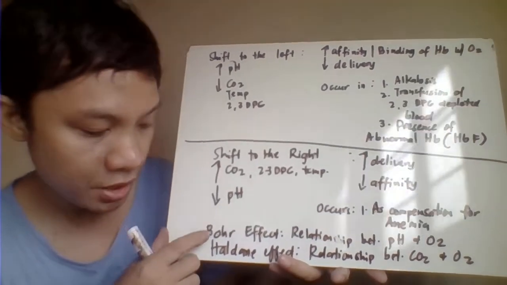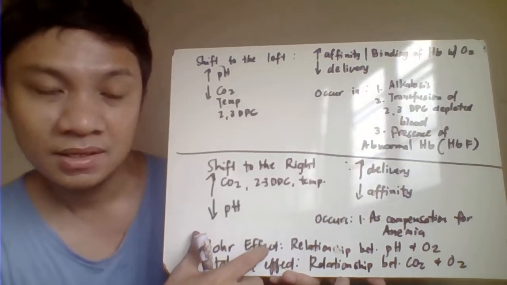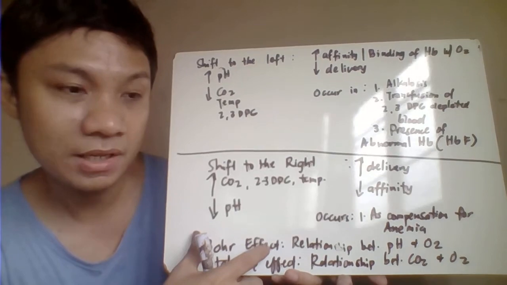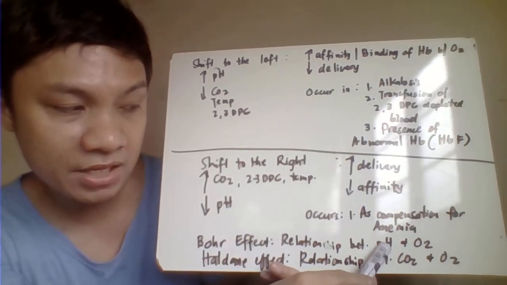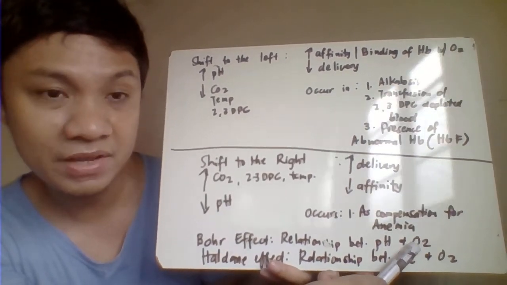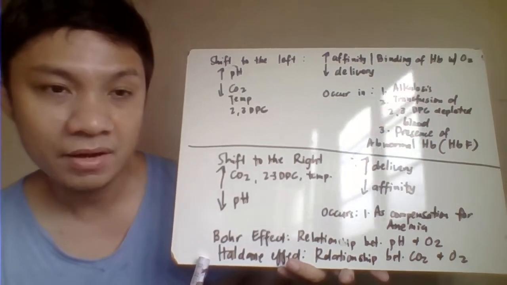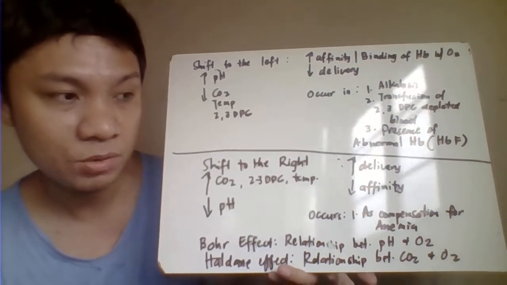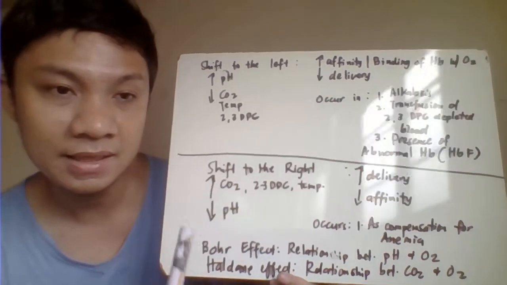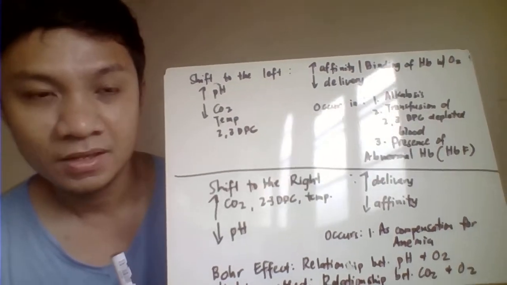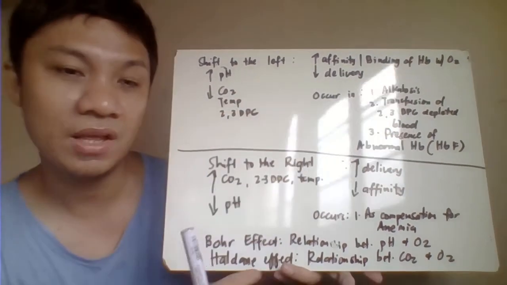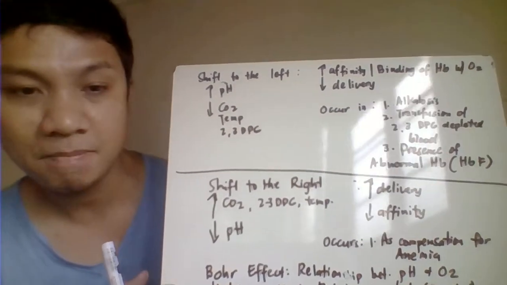Okay, we have here the term Bohr effect. It's just, this one tries to describe only the relationship of your pH and carbon dioxide and oxygen affinity. Haldane effect, on the other hand, would describe the relationship between carbon dioxide and the oxygen affinity. Okay, so these are all about our RBC metabolic pathways.